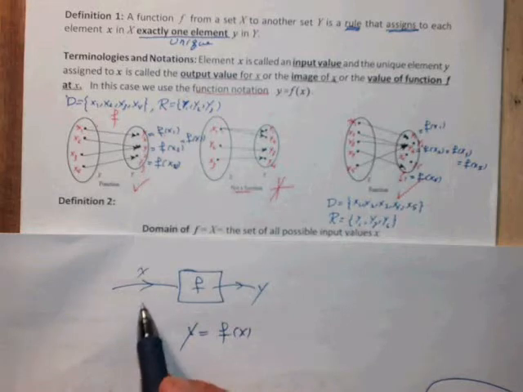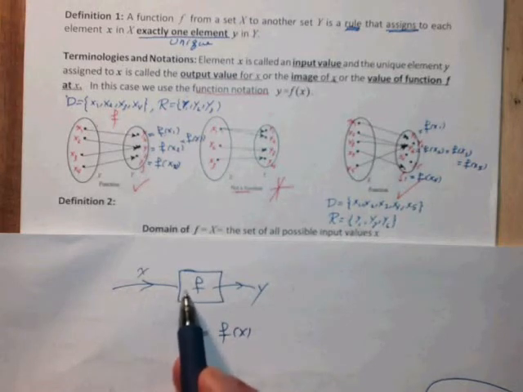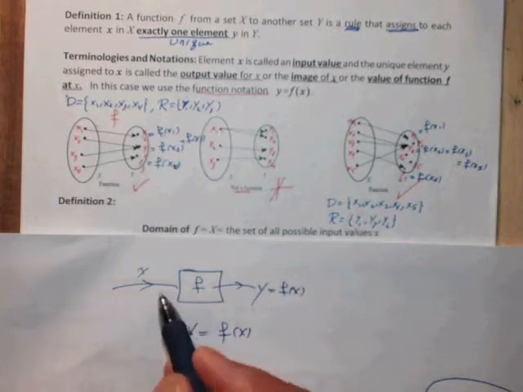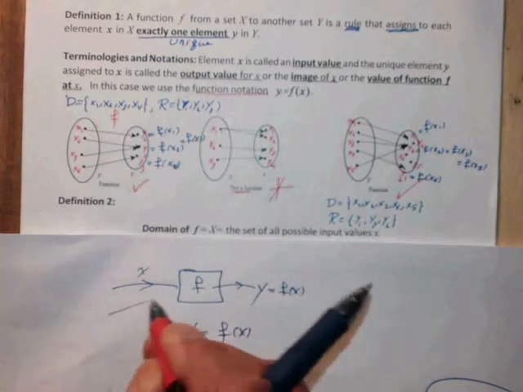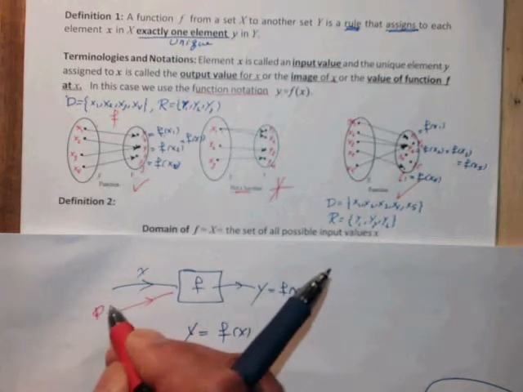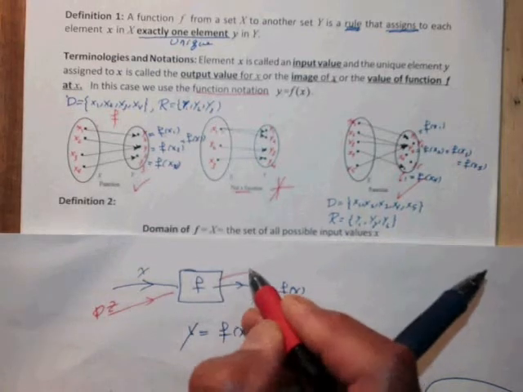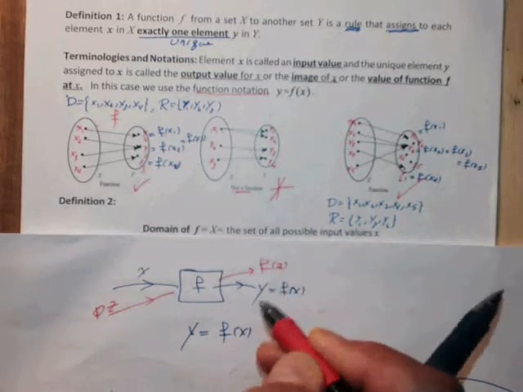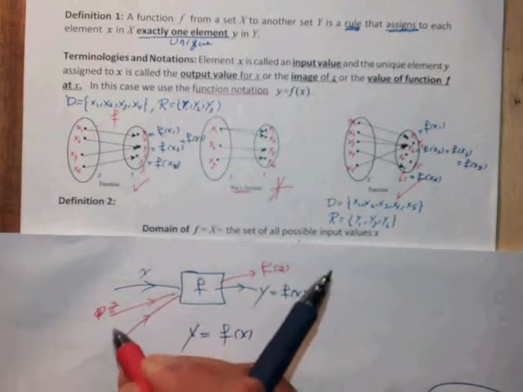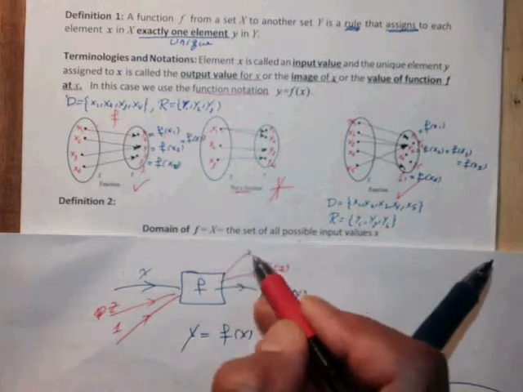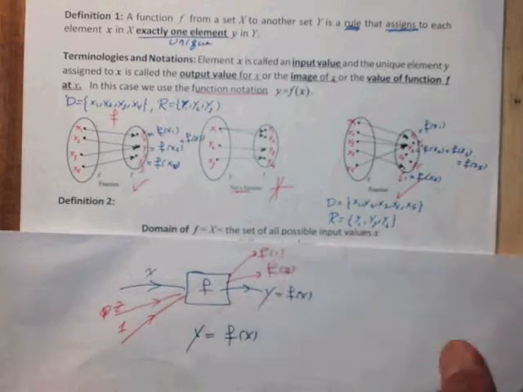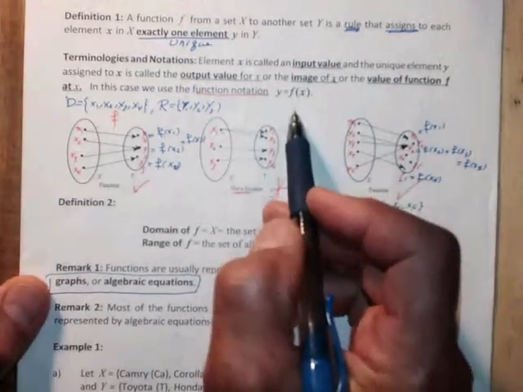For example, when you put x into the function, y comes out, y is f of x. So you put x in there, f of x comes out. Let's say you put z in there, then f of z comes out. Whatever you put in, f of that comes out. Like if you put 1 in there, then f of 1 comes out. So it depends what you put in, and they call it function notation.